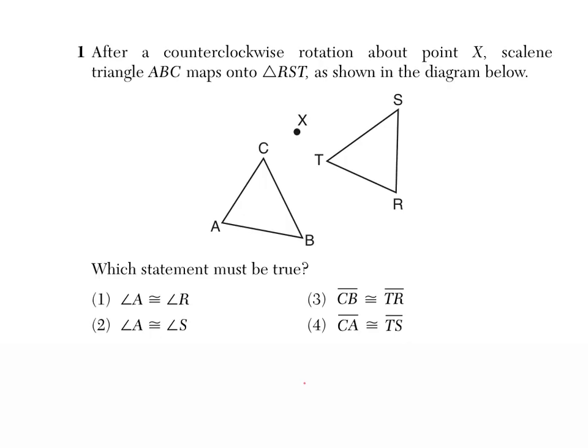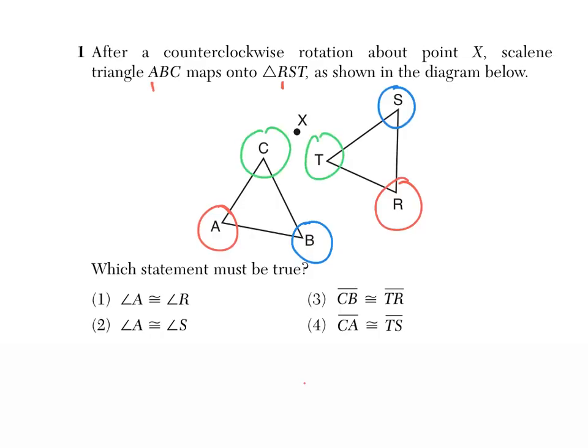The first thing that I'm going to do is analyze these triangles and determine which parts are corresponding. I recognize that order matters, and I know that A corresponds with R. So I'm going to circle A and R. I'm going to circle B and S because that's the second vertex listed in this sequence. So B and S correspond. Likewise, C and T correspond. And we know that corresponding parts are congruent. So which statement has got to be true?